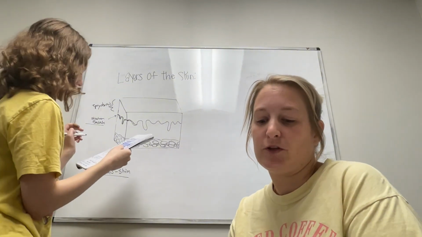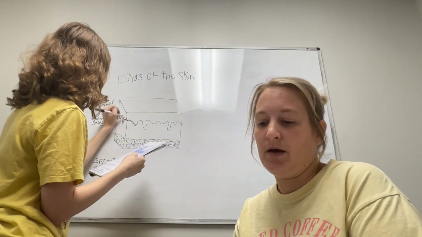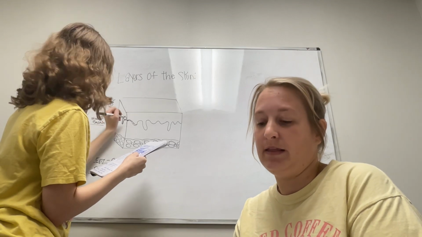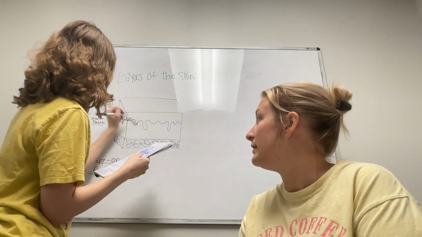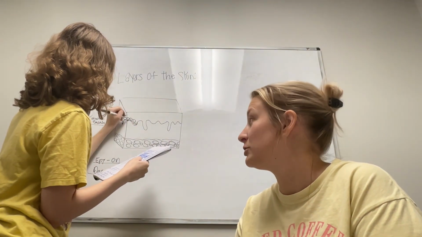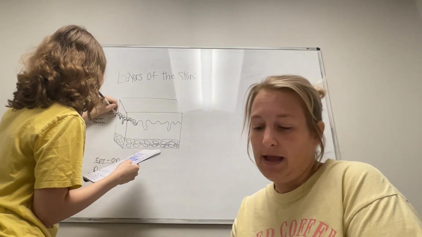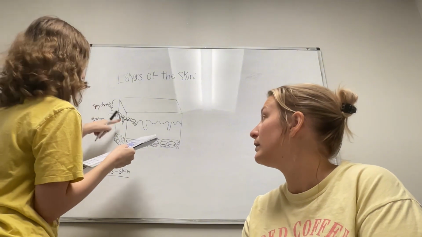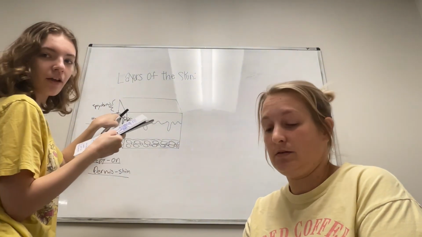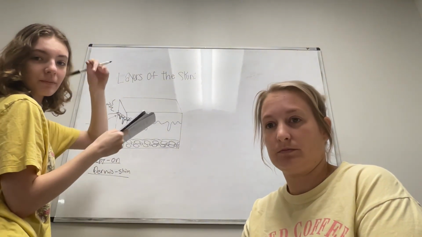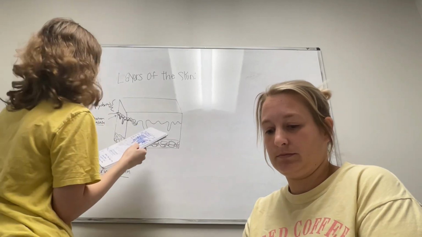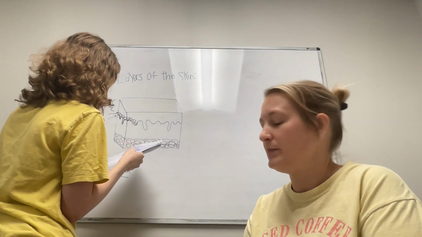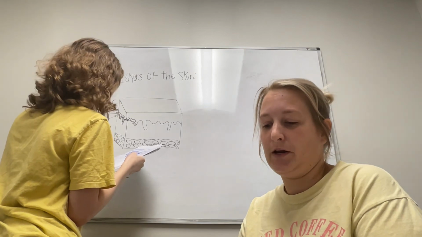Next, we're going to talk about the stratum spinosum. It's a spiny layer that's located in the epidermis. It sits on top of the stratum basale and helps make skin flexible and strong. And they also contain one piece of cell that over time will dissipate when it gets closer to the surface of the skin.